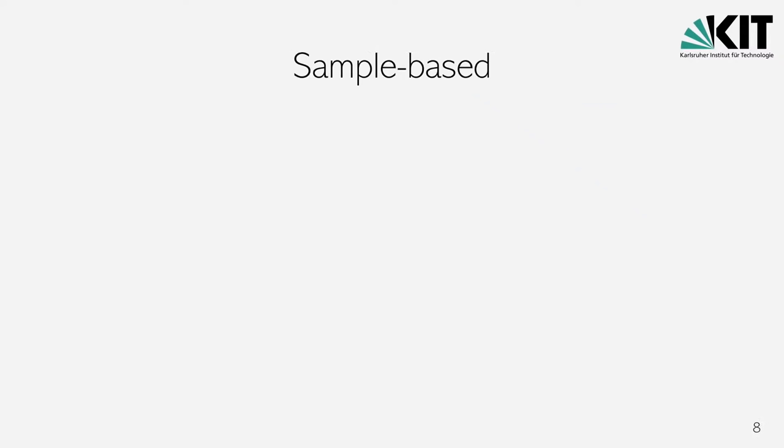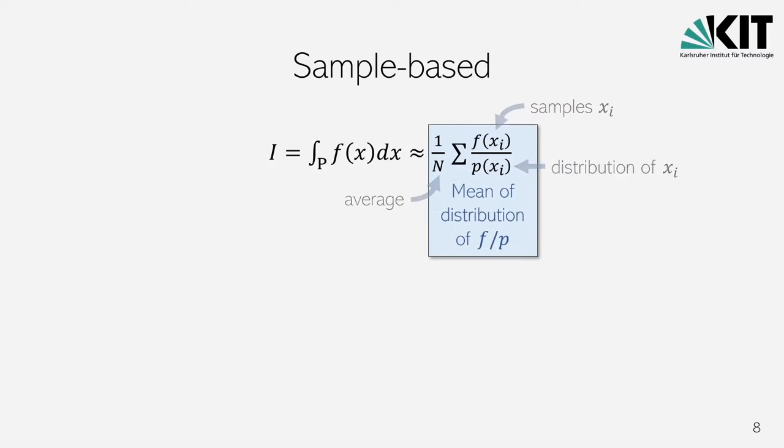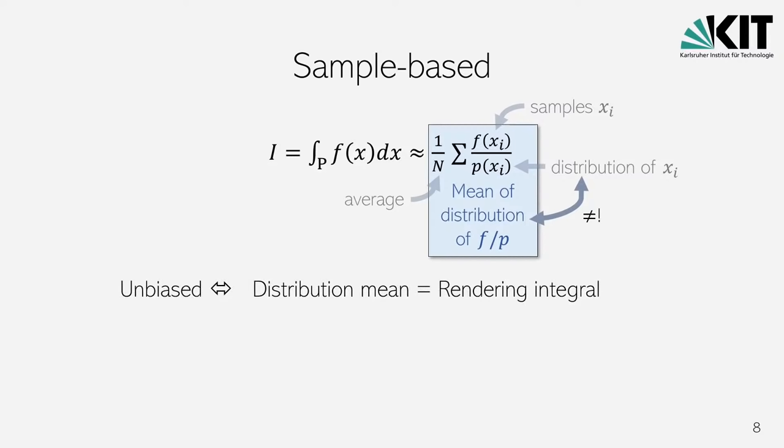And for that, let's go back to this first equation and take a closer look at this sum that Monte Carlo rendering computes. Because we can also interpret this as estimating the mean of the underlying distribution of sample contributions f over p. Also, please note that this distribution is not the same as the distribution p from which we draw the Monte Carlo samples. And in this context, having an unbiased renderer means that the mean of the underlying distribution of f over p is equal to the rendering integral.